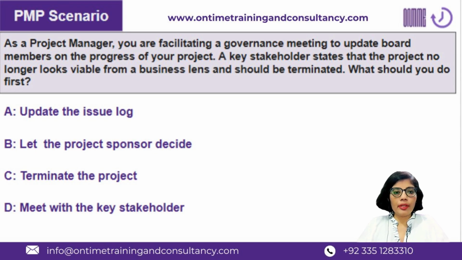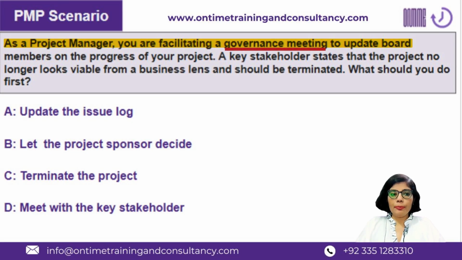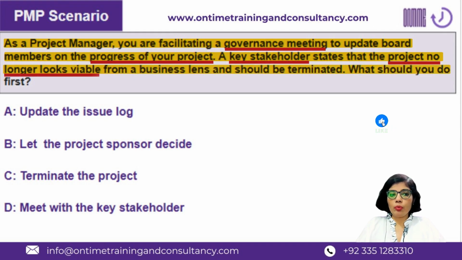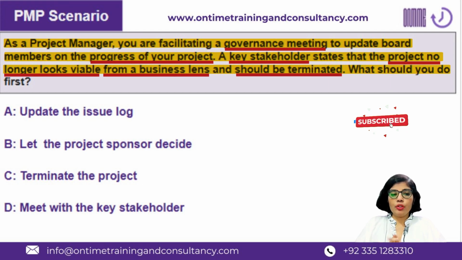Let me read out the scenario first. As a project manager, you are facilitating a governance meeting to update board members on the progress of your project. A key stakeholder states that the project no longer looks viable from a business lens and should be terminated. What should you do first?